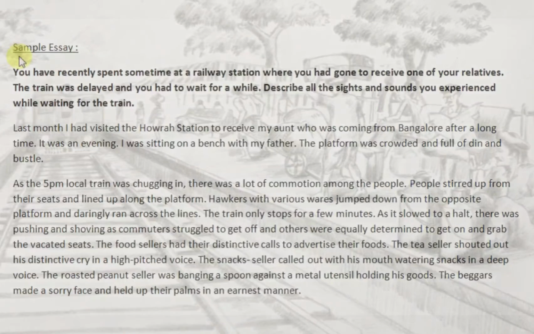The question is, you have recently spent some time at a railway station where you had gone to receive one of your relatives. The train was delayed and you had to wait for a while. Describe all the sights and sounds you experienced while waiting for the train.